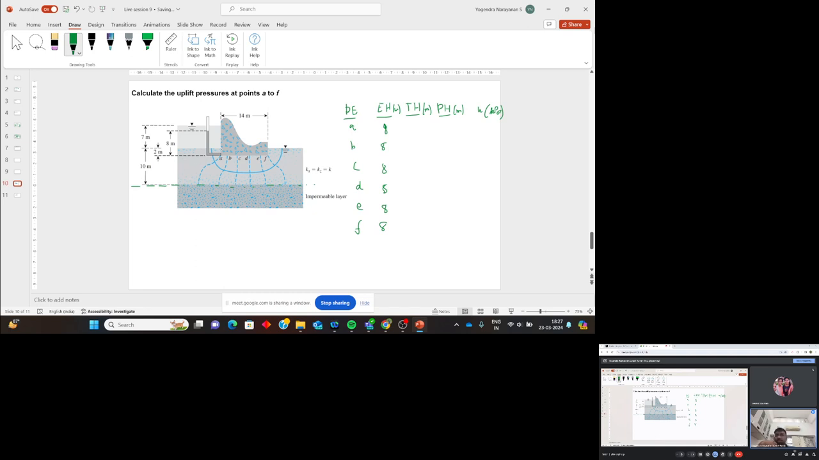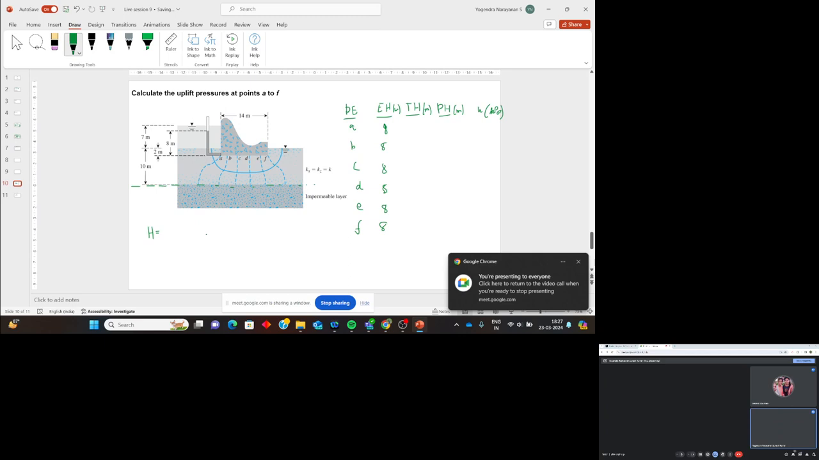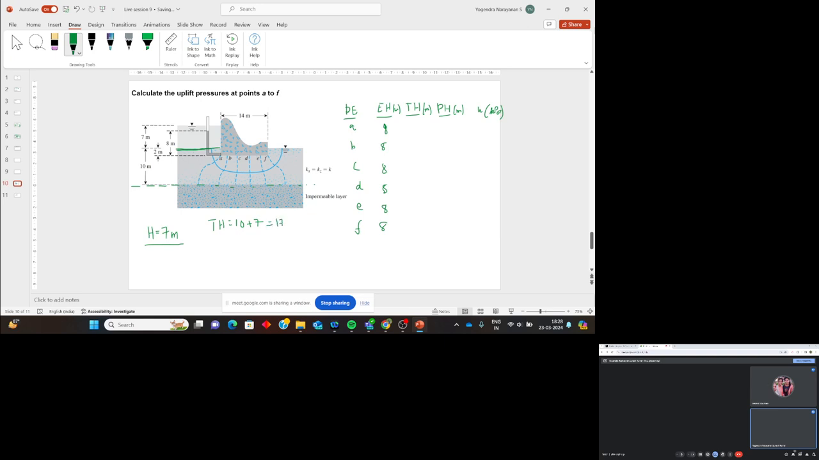Now the total head difference, the head loss, will be how much? Am I audible or not? Yes, sir, it's audible. How much is the head loss? It is 7. So with this 7 head loss, what will be the total head at this point? At 2? It will be 10 plus 7. Which point? It will be 17 meters.